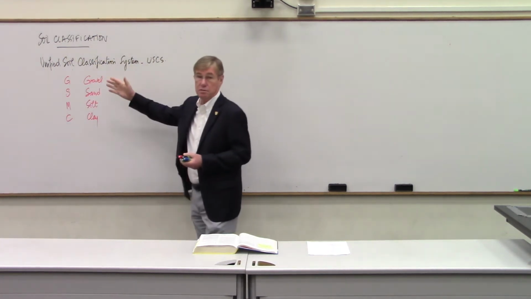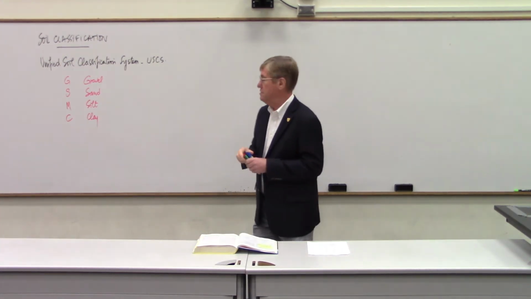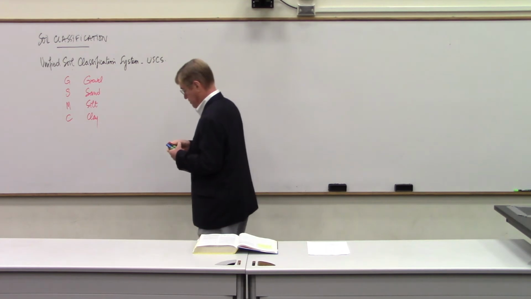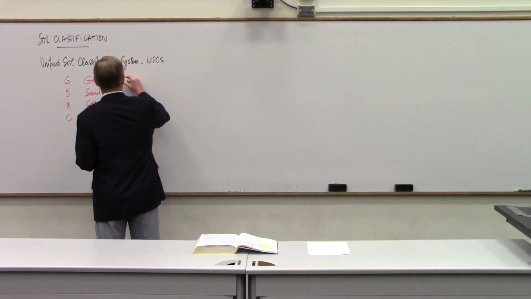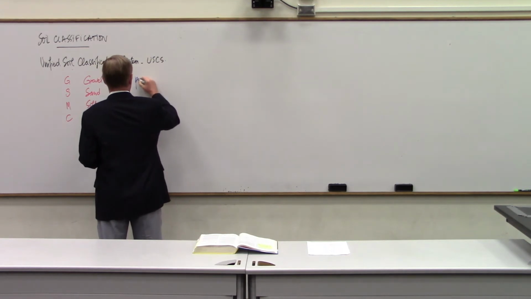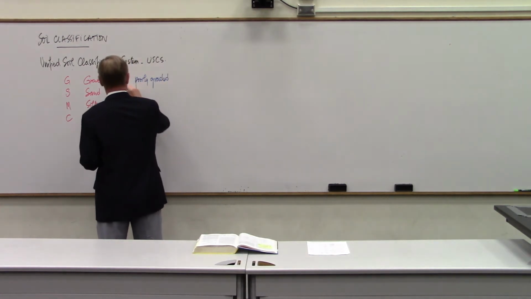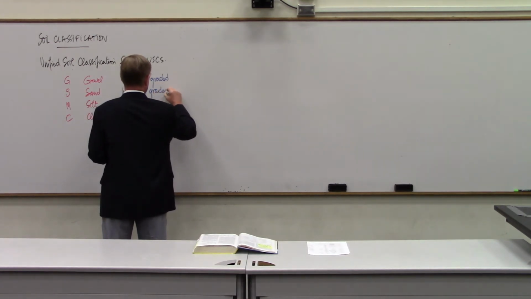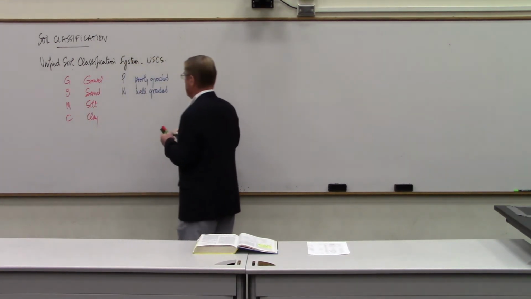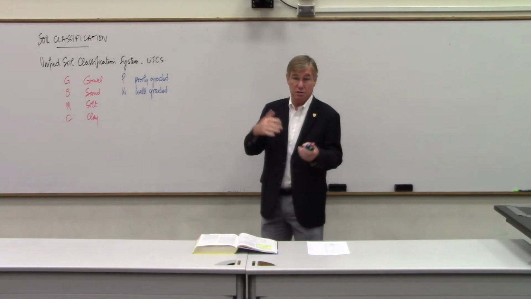So that will be the first letter. The first letter will tell you what is the dominant particle size for the soil. The second letter will be placed next to this, and it will be either P for poorly graded, W for well graded, and we are going to decide on whether it's P or W on the basis of coefficient of uniformity and coefficient of curvature.